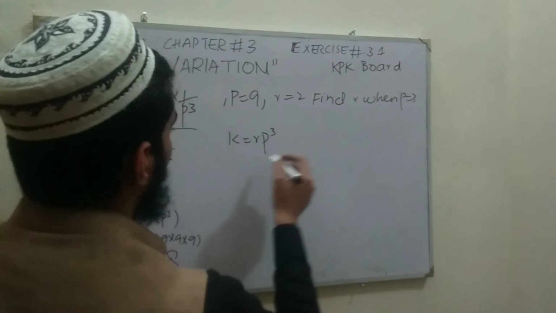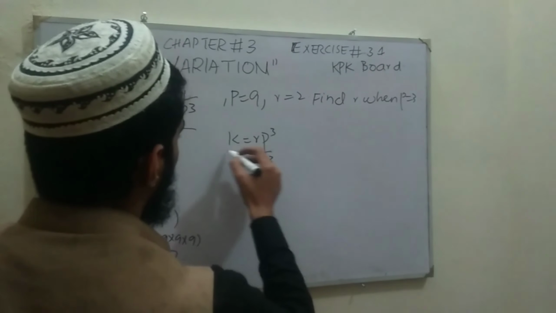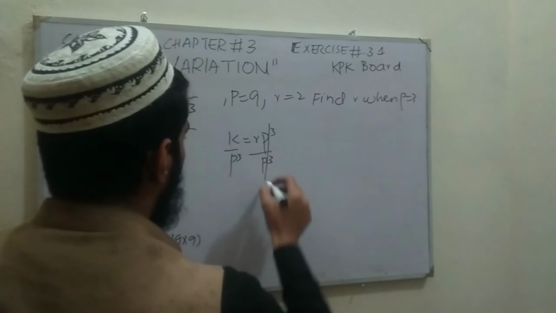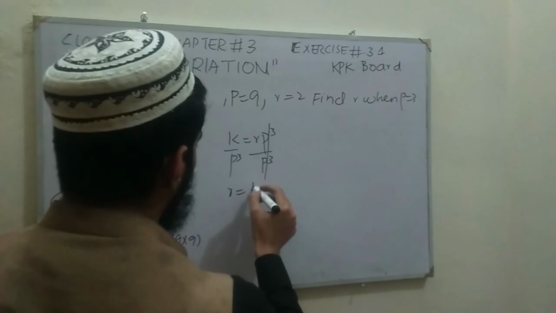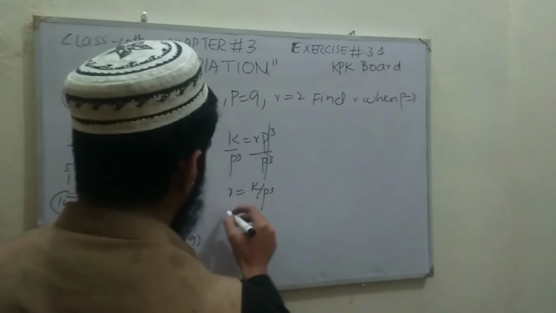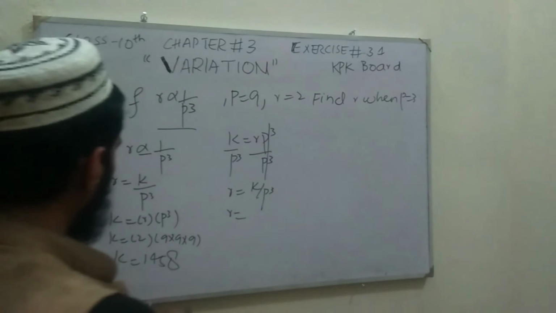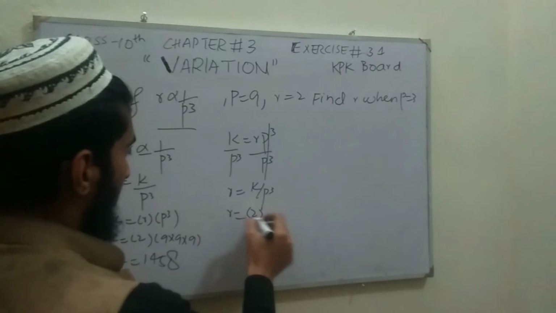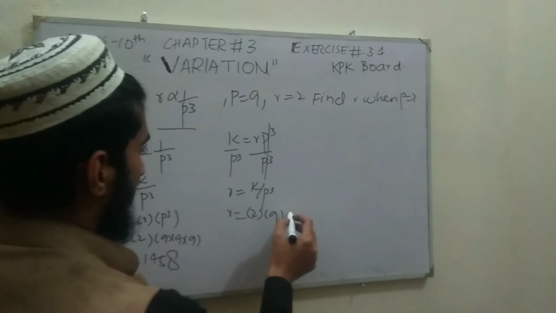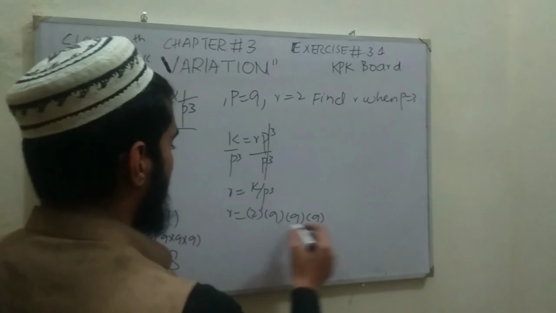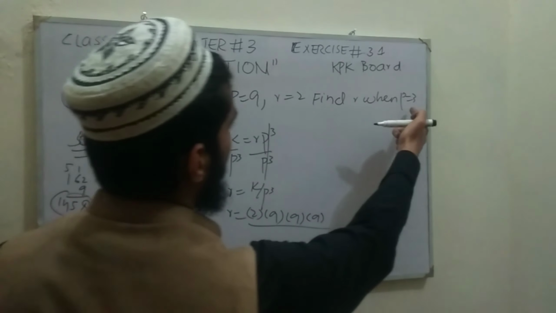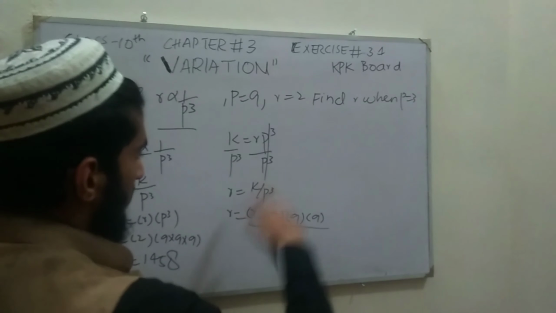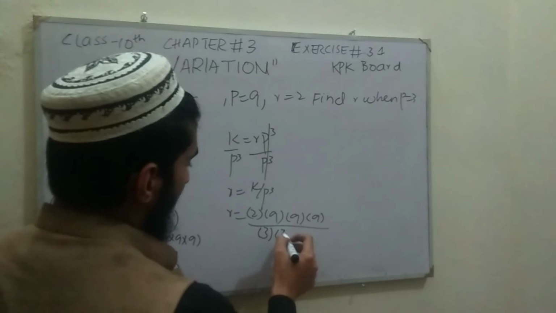We are interested in r, so divide both sides by p cube. P cube will cancel out with p cube, so we are left with r is equal to k divided by p cube. So the value of r will be equal to k, which is actually 2 multiply 9 multiply 9 multiply 9, divided by p cube. P is 3, so 3 cube, so 3 multiply 3 multiply 3.